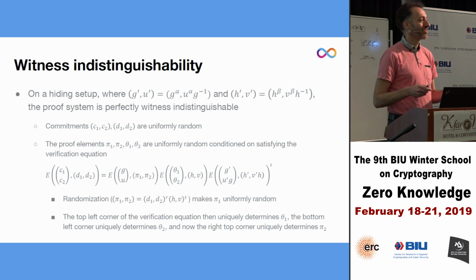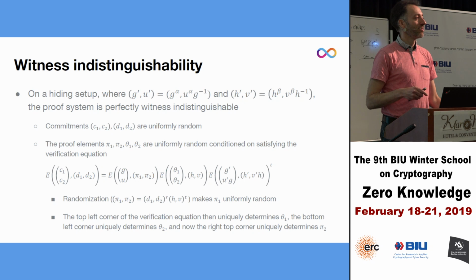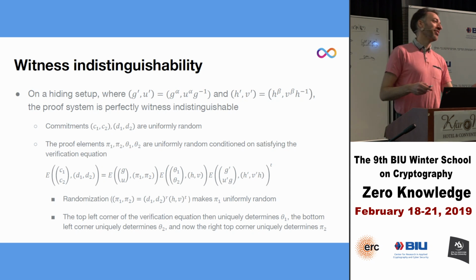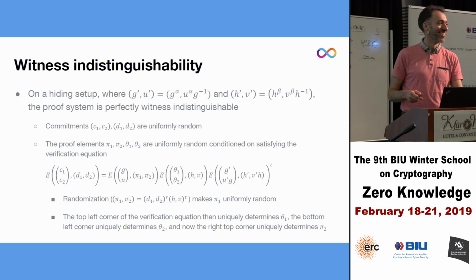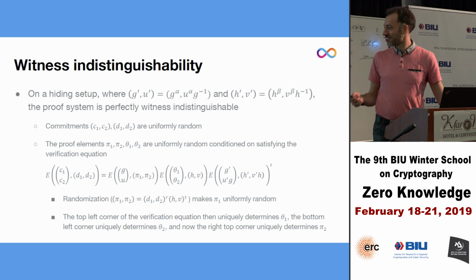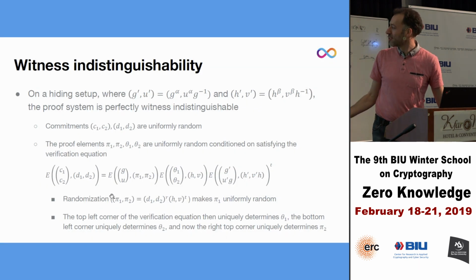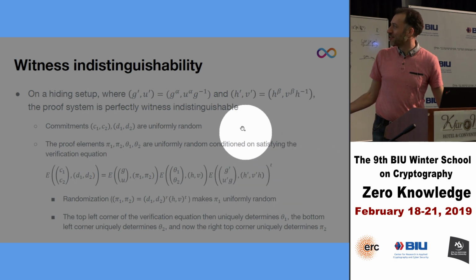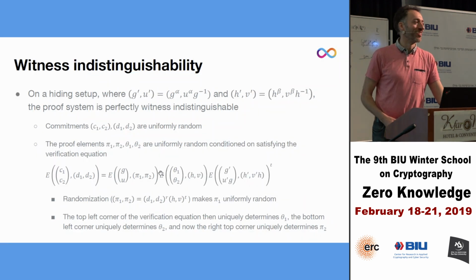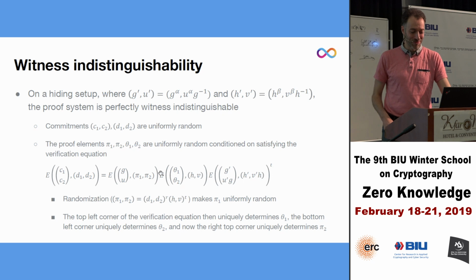Did you have a question? Yes, sorry, I have the double use of T here. Yeah, sorry about that. So this T here is for randomization of the proof, and this T here is the target in the instance. So I apologize for that confusion.